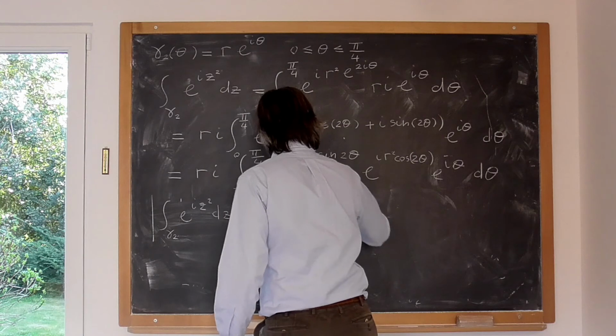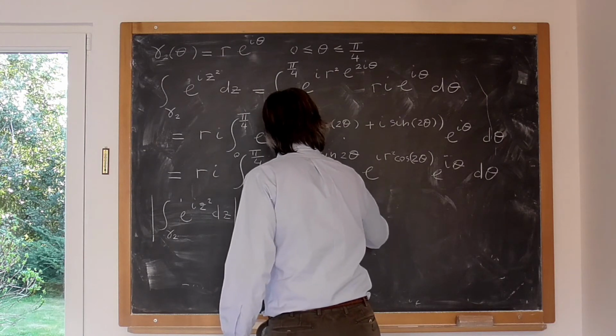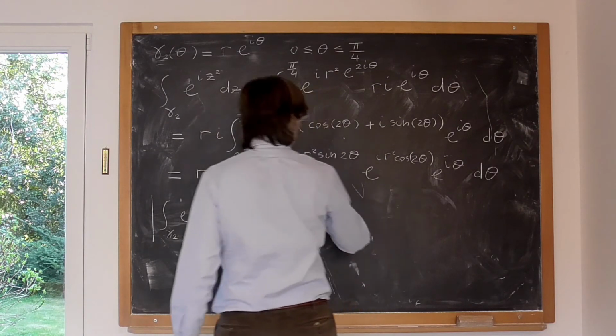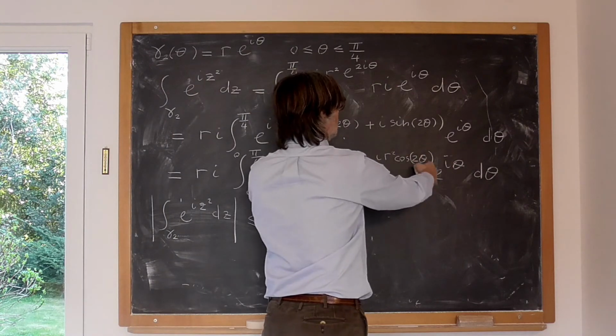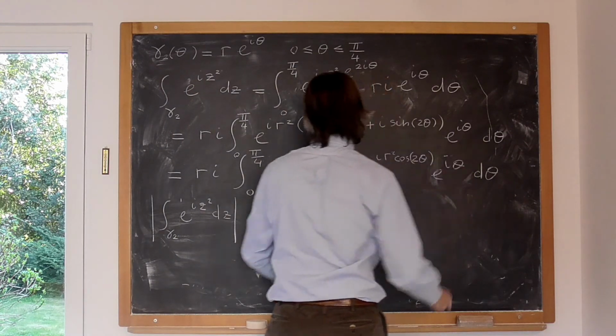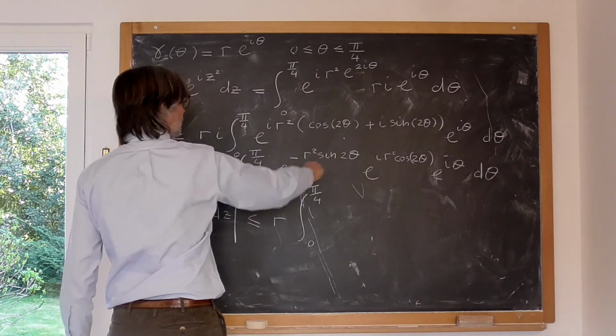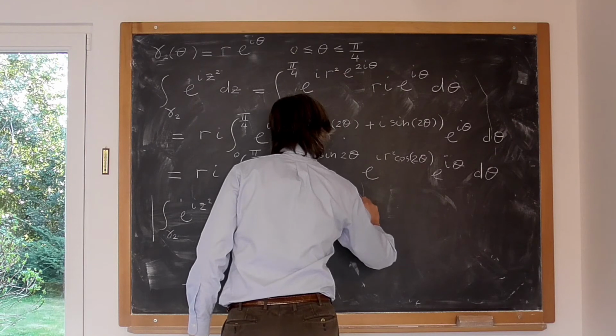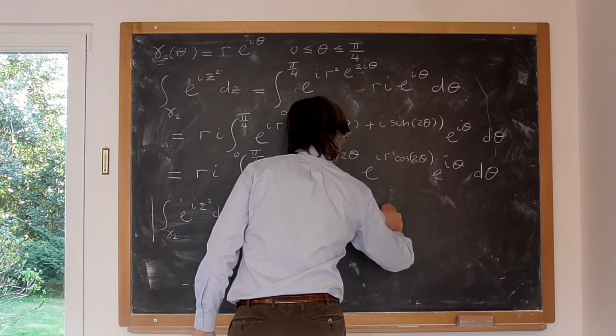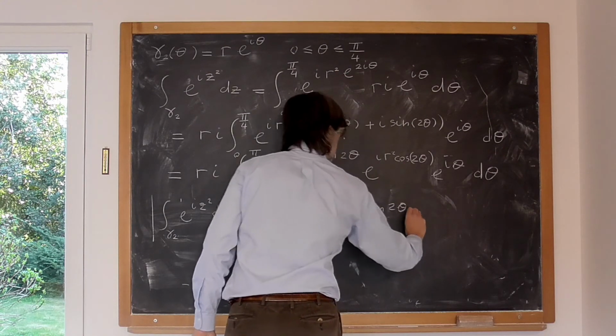So here we can write the integral from 0 to pi over 4, and the absolute value of the integral: this has absolute value 1, this also has absolute value 1, and this is a positive function. So we just find e to the minus r squared sine of 2 theta d theta.